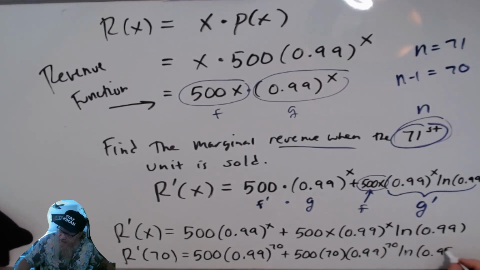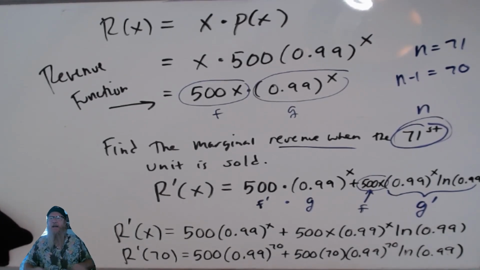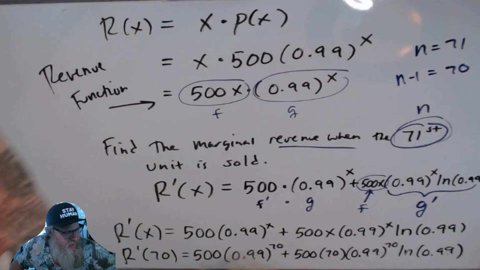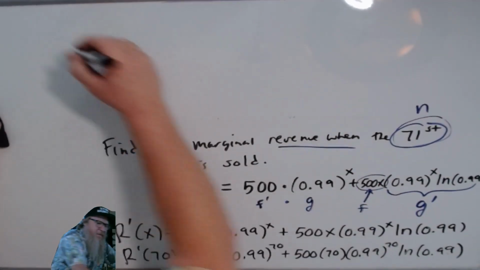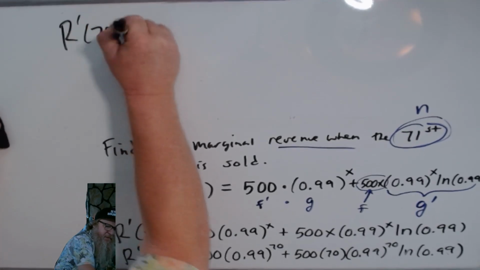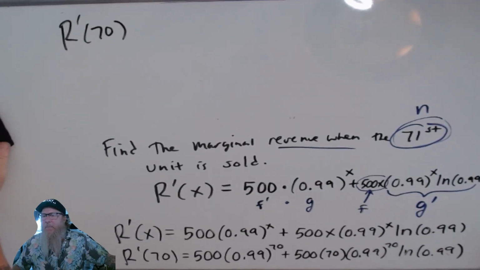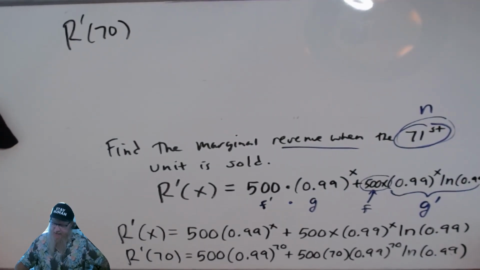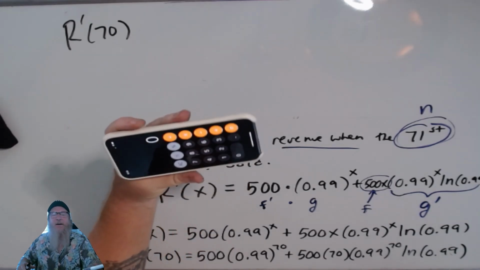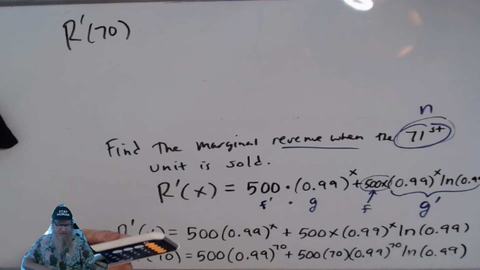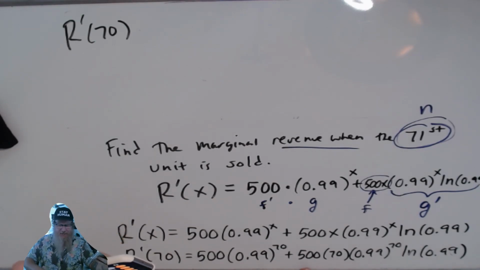And it's messy. So that is your sort of template for the answer. R prime of 70. All right, hold your horses. Hold on to your hats. All right, where do we start? It doesn't really matter. It's just going to be a big mess.